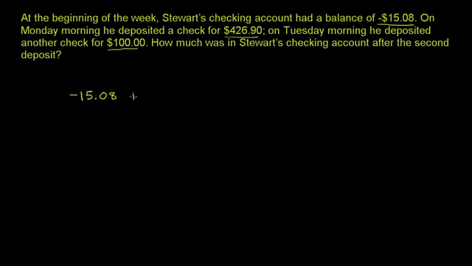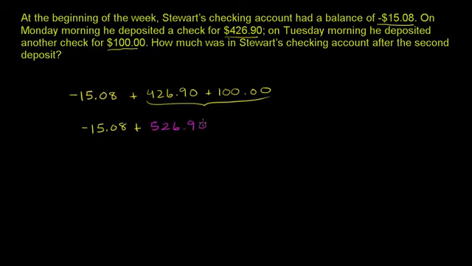So he starts off with negative $15.08, and then to that he adds $426.90, and then he adds another $100. So he started off with negative $15.08, and then to that he adds $426.90 and $100. So that's $526.90.